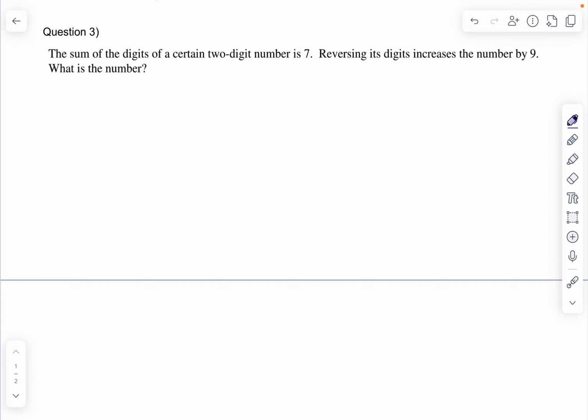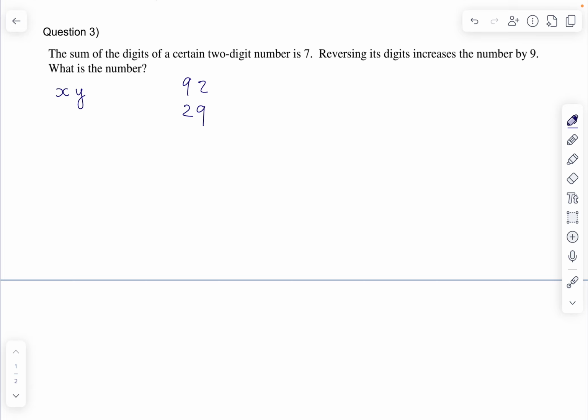Hello students, in question 3 we deal with a two-digit number where when you reverse the digits the value of the number increases by 9. So to imagine what happens, let's say the first digit of this two-digit number is x and the other one is y. To give a concrete example, if you have 92, x is 9 and y is 2. And then when you reverse it, it becomes 29. So this is what it means, yeah?